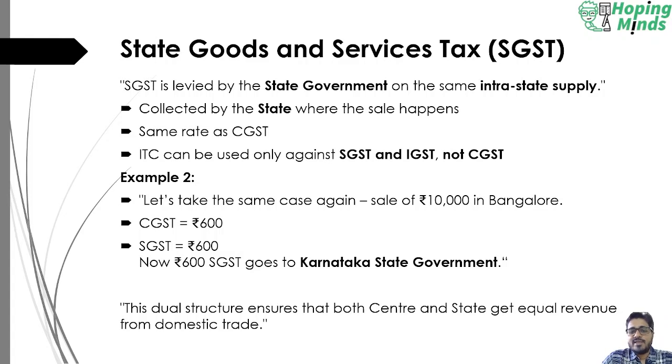Let's take the same case as the previous one. Sale 10,000 in Bangalore, CGST again 600 rupees, SGST again 600 rupees, and 600 rupees goes to the Karnataka state government. So this dual structure of taxation ensures that both the center and the state government get equal revenue from the domestic trade. Let's move ahead.